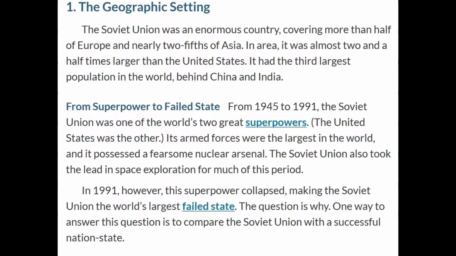The geographic setting. The Soviet Union was an enormous country covering more than half of Europe and nearly 2/5 of Asia. In area, it was almost 2.5 times larger than the United States. It had the 3rd largest population in the world, behind China and India. From 1945 to 1991, the Soviet Union was one of the world's 2 great superpowers, the United States being the other. Its armed forces were the largest in the world, and it possessed a fearsome nuclear arsenal. The Soviet Union also took the lead in space exploration for much of this period. Much of this period is also known as the Cold War.